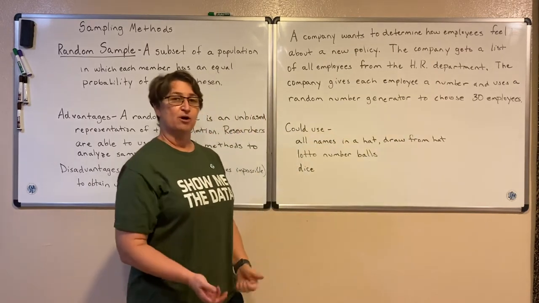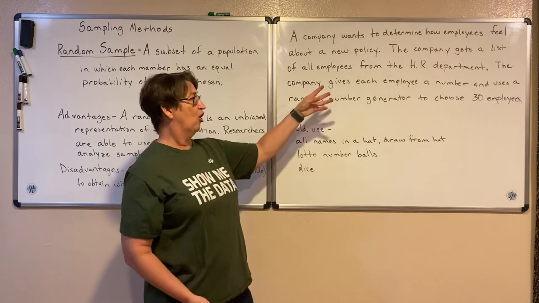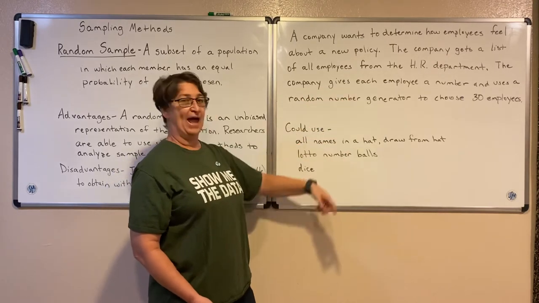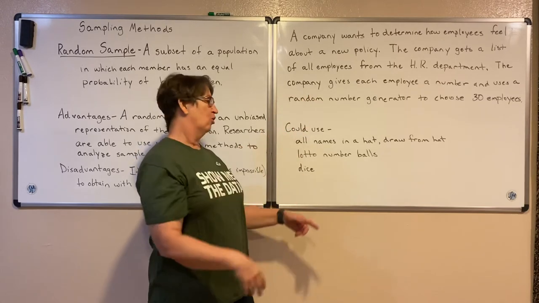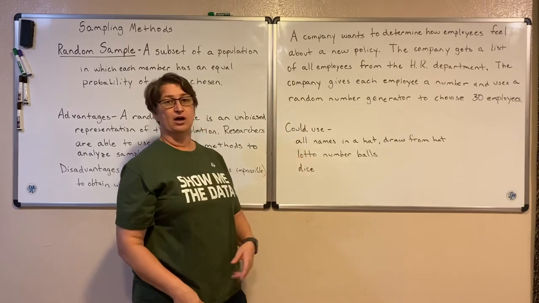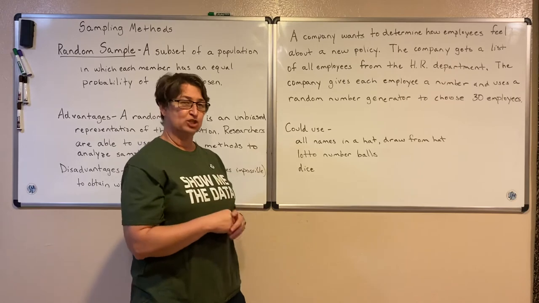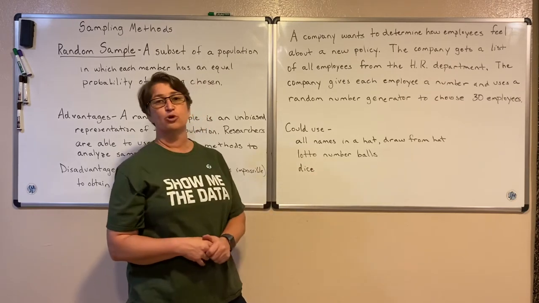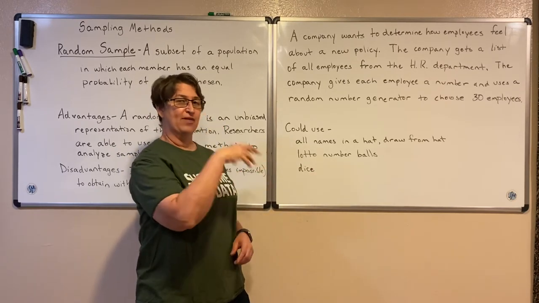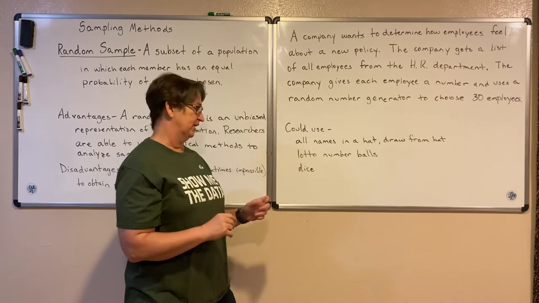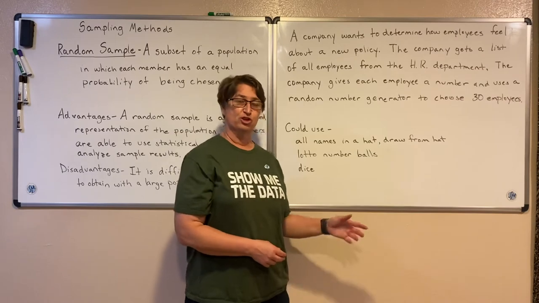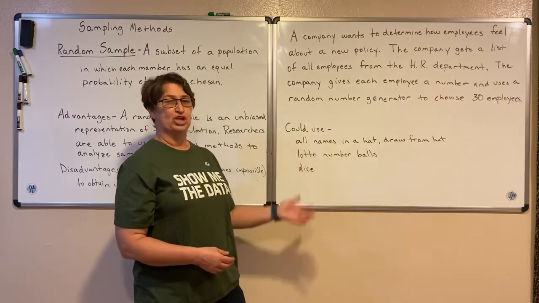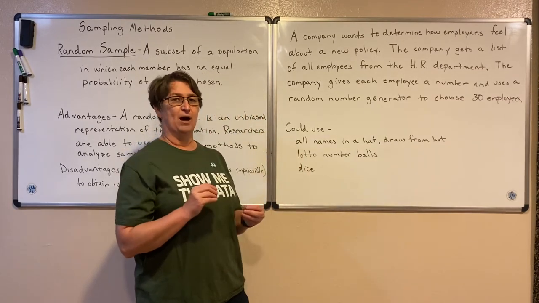They could have done it some other ways too. Maybe they take all the names of the employees and put them in a hat and mix it up and only choose from the hat. Or every employee's name goes on a lotto ball in a big lotto machine, and the balls come out randomly. Or maybe they can roll a die to help them determine, so that it truly is an equal chance for each member of the population.